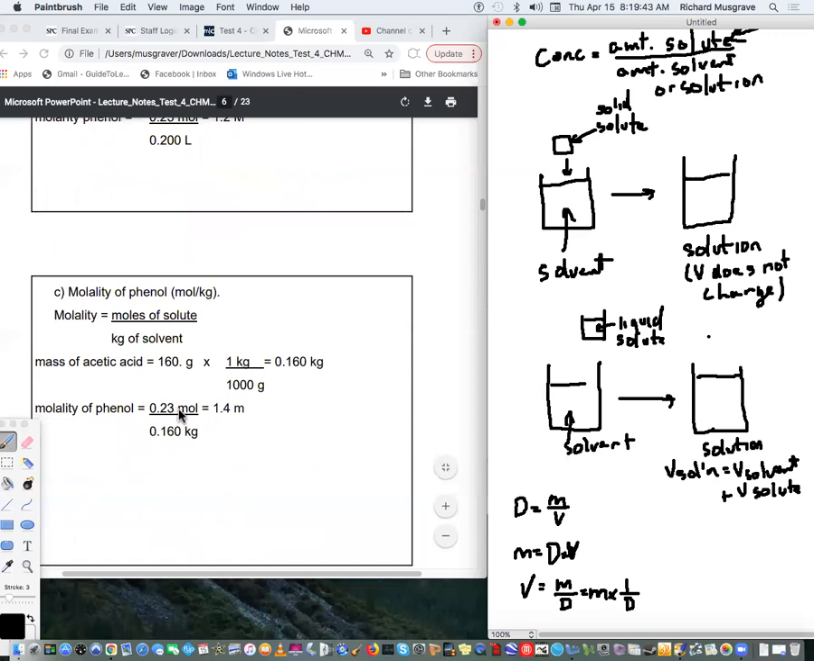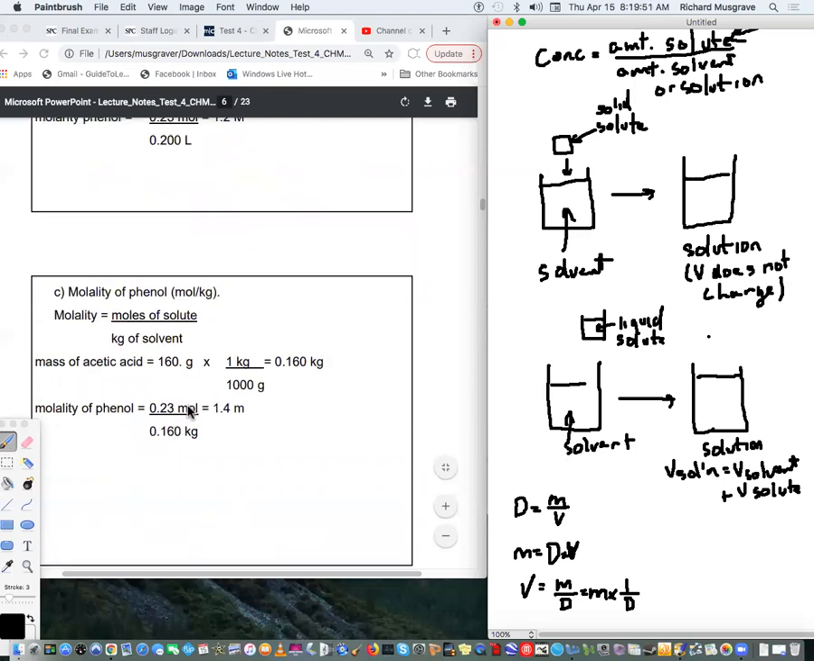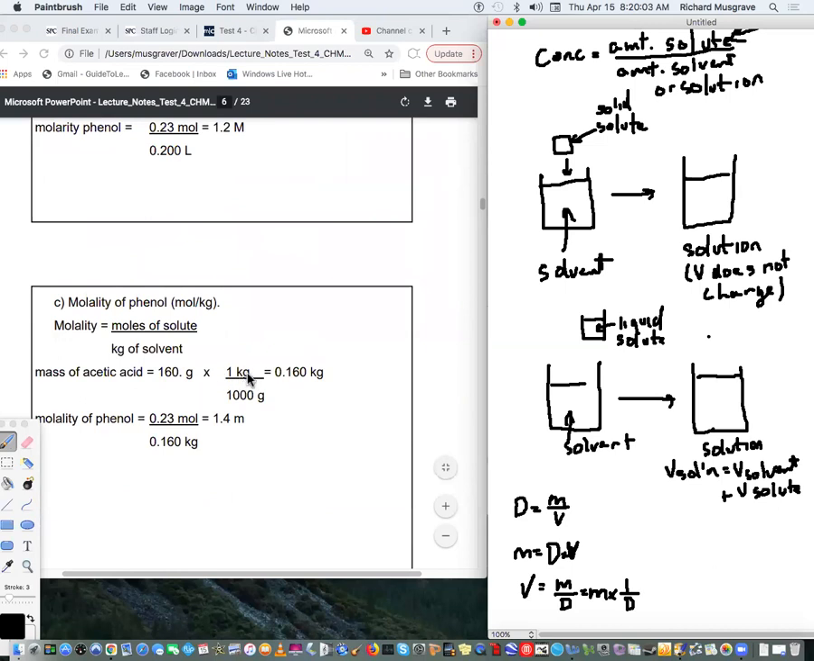We already got the moles of phenol previously in part B. I got it by multiplying by 1 mole over the molecular weight. That's where the 0.23 moles is coming into play. The other thing we need is the kilograms of solvent. And to do that, we have the mass, which was given in the problem, 160 grams of acetic acid. And we multiply by 1 kilogram over 1,000 grams, which gives us 0.160 kilograms, which is going to be the mass of the solvent in kilograms. We take the two, we divide them, and we end up getting 1.4. And the unit we use for molality is little m, which is also equivalent to moles per kilogram.